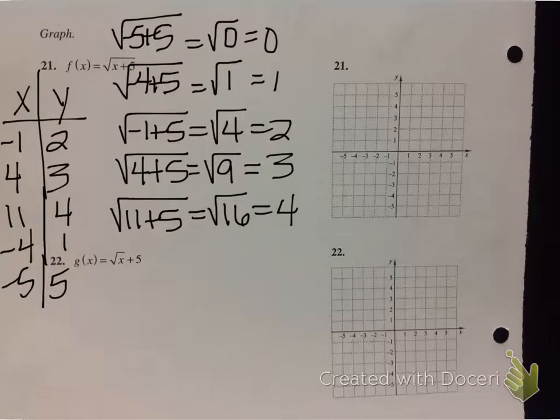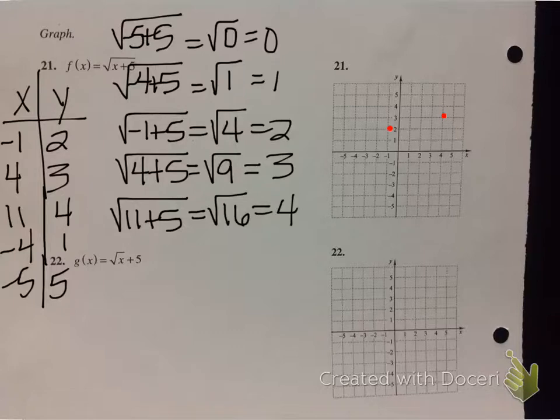So I've got several points here, so now I'm going to plot them so I can see what my graph looks like. Remember, our domain, we want to keep it positive, so you're not going to see this graph go below your y-axis. So let's plot these. So I have -1, 2. I have 4, 3. 11, 4. Okay, I'm going to throw that one out because my coordinate plane doesn't go that far.